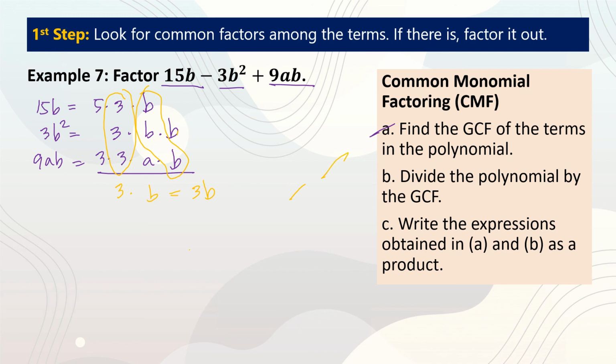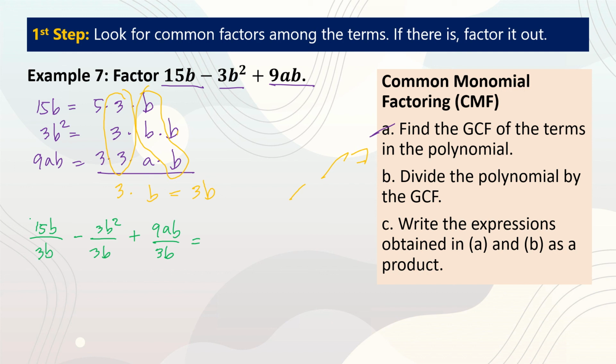Okay, nawawala po yung time natin. Ayan, nagpakita lang siya. So, we just divide 15b with the GCF 3b minus 3b squared divided by 3b plus 9ab divided by 3b.